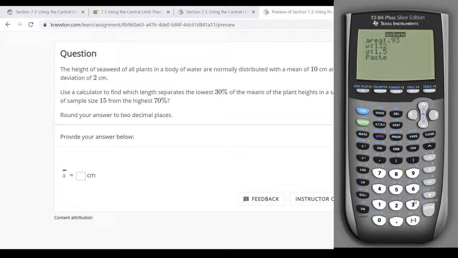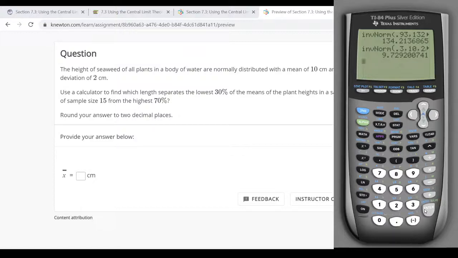We want to find the value that separates the lowest 30% from the highest 70%. So the area to the left is the lower 30%, so I'm putting 0.3 for the area to the left. The mean of the sample means would be the mean of the population, so 10 centimeters. The standard deviation of the sample means would be the standard deviation of the population, 2, divided by the square root of the sample size, so the square root of 15. These had sample sizes of 15. Then I'll enter this, and it said round to 2 decimal places.